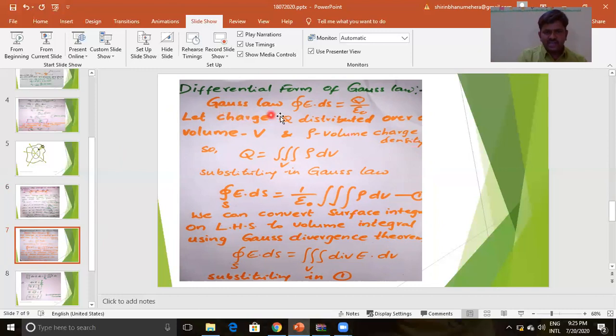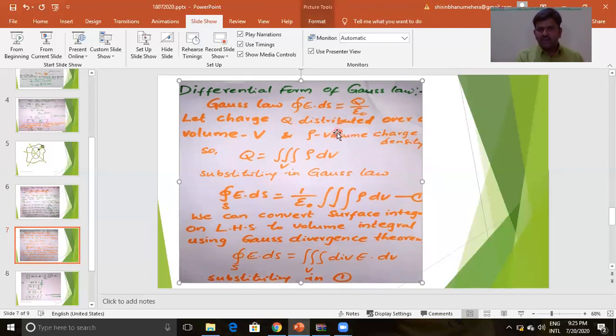Here I considered Gauss law, integral E dot ds is equal to q by epsilon naught. If the charge is distributed over a volume, and let rho be the volume charge density. Volume charge density means rho is equal to charge by volume. In other words, charge is equal to rho into volume. So I am writing it as the volume integral of rho dV. Anyhow, the volume integral of dV gives volume. So we can write Q is equal to the volume integral of rho dV.